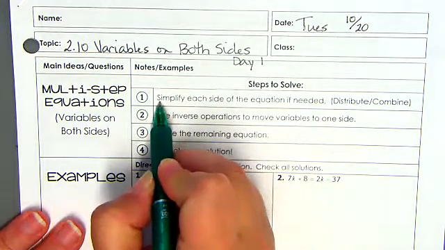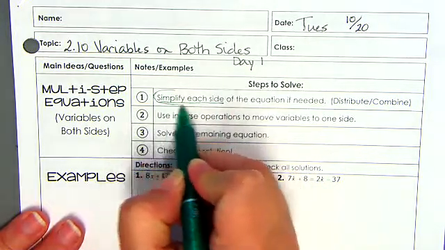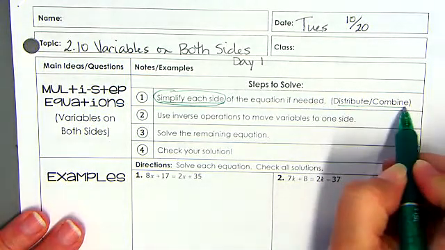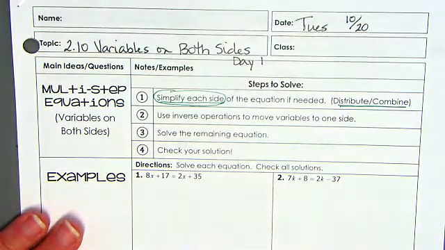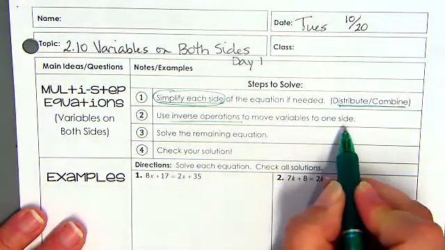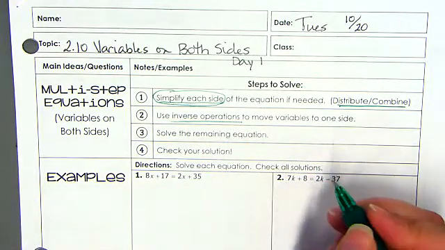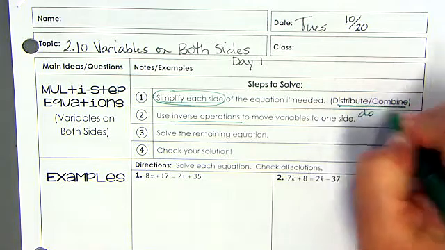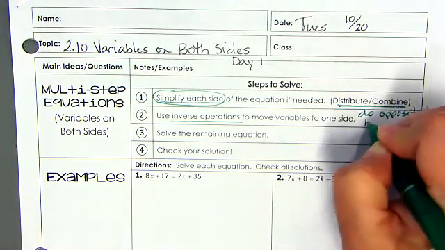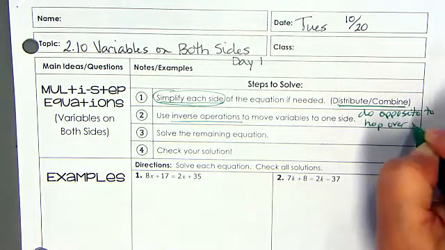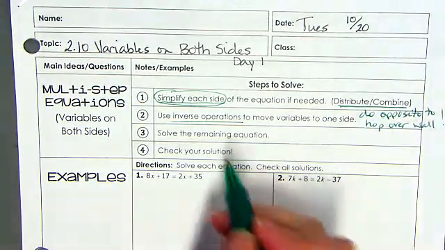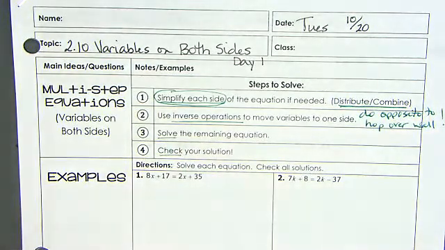Okay. Simplify each side. You have to simplify each half first, which means you may be distributing or combining, and it's always if it's needed. We still use the inverse operations to move variables to one side. So you have to do the opposite to hop over the wall. Then we solve and we check just like we normally have.